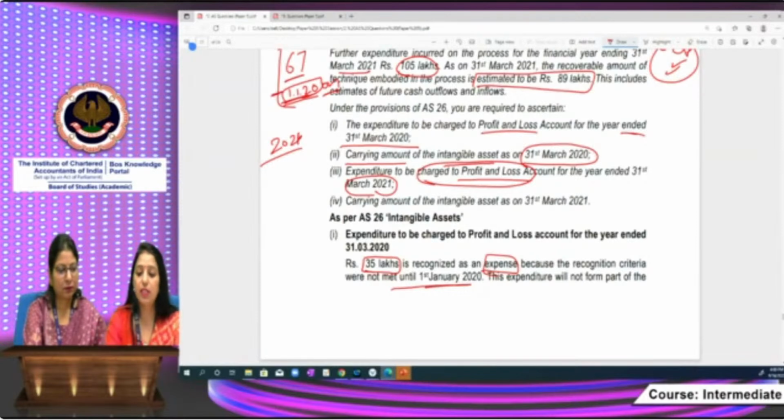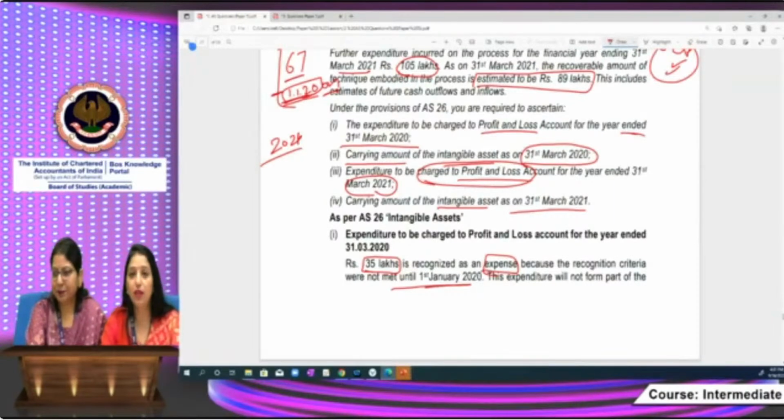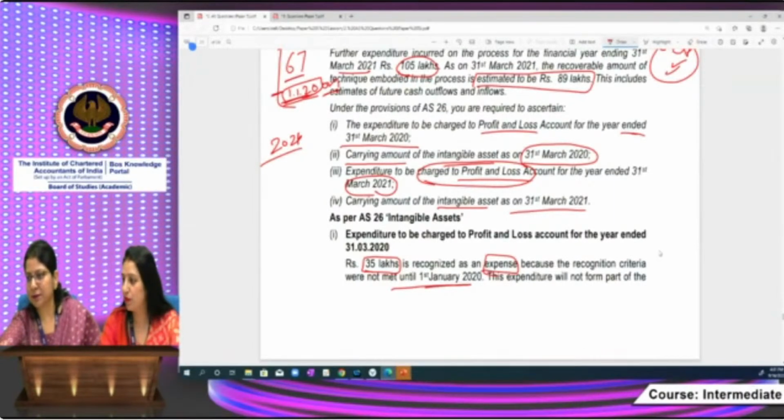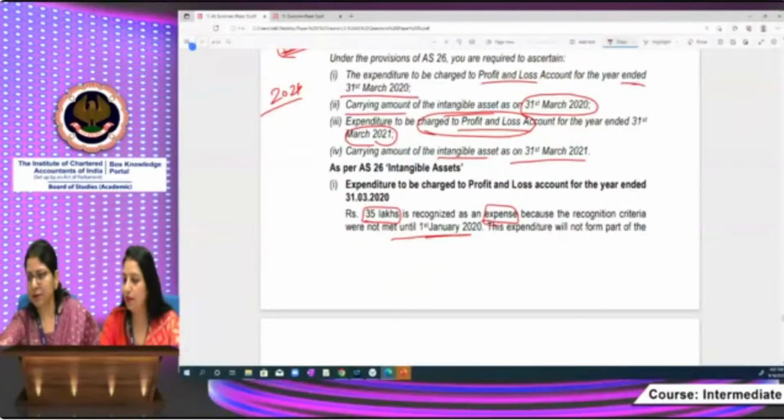The next requirement of the question is the carrying amount of the intangible assets. Now what will be the carrying amount of the intangible asset on 31st March 2021? Can you calculate? Let's see who can calculate. Impairment loss 48, and carrying amount they are saying 105, 32 plus 105.